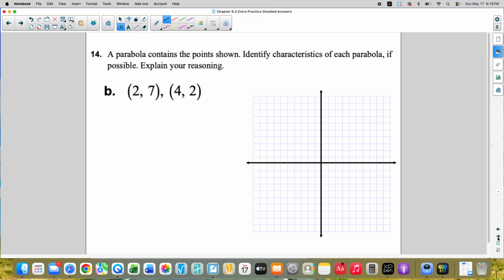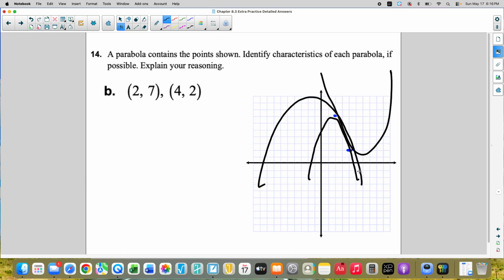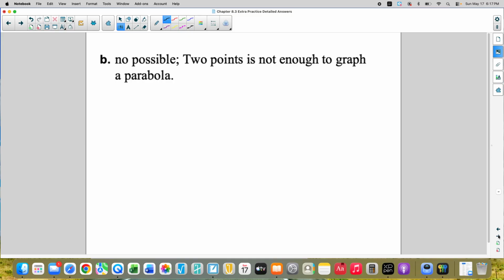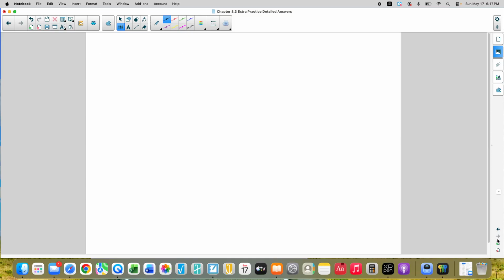Yep. Okay. And last one, 2, 7 and 4, 2. So I don't know anything about that. This could go this way. This could go this way. This could be the vertex. This could be the vertex. So there's so many things that can go on. I don't know anything about the characteristics. Not possible. 2 points is not enough. No, it is not. Okay. Cool.